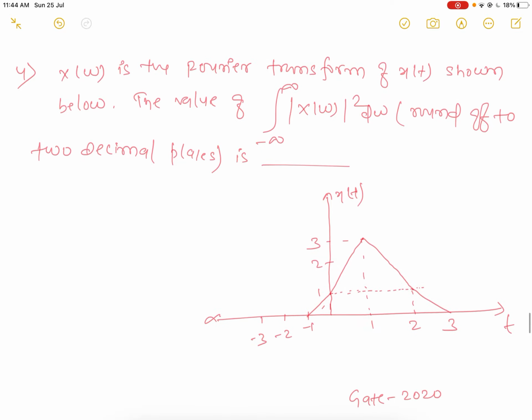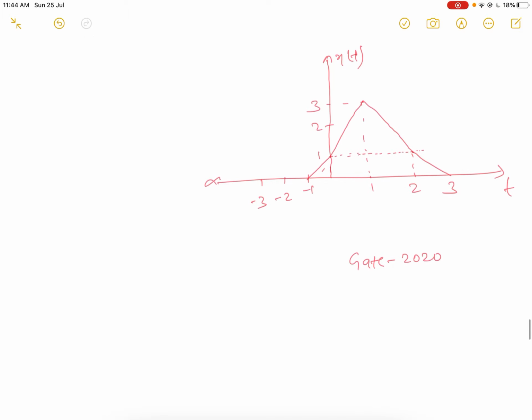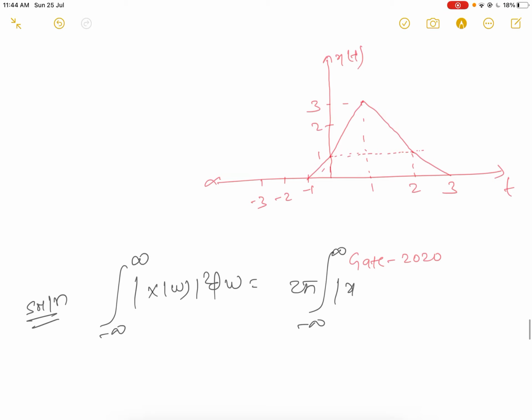Now comes the next question. This one was asked in GATE 2020 for 2 marks. X(omega) is the Fourier transform of x(t) shown below. We need the value of the integral from minus infinity to infinity of |X(omega)| squared d omega, rounded to a decimal place. This one is very simple. According to Parseval's theorem, the integral of |X(omega)| squared d omega is equal to 2 pi times the integral of |x(t)| squared dt.